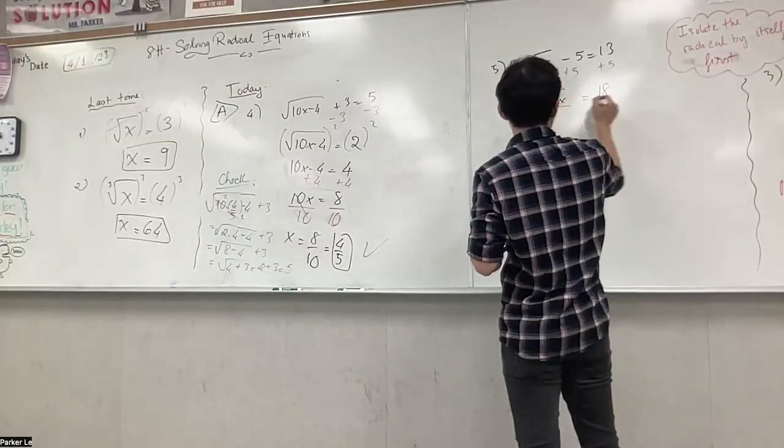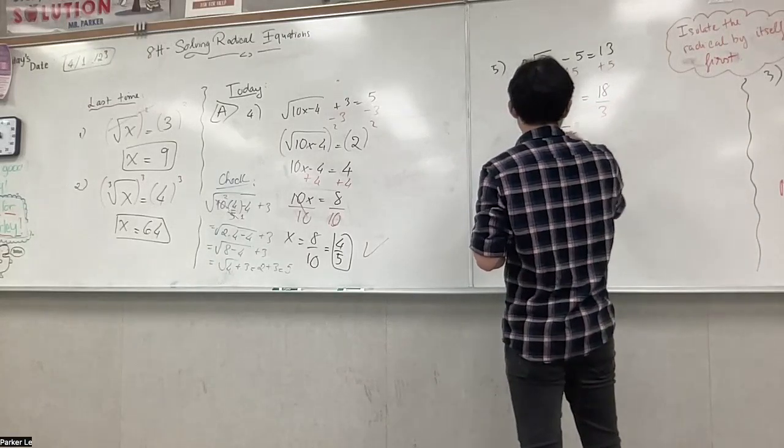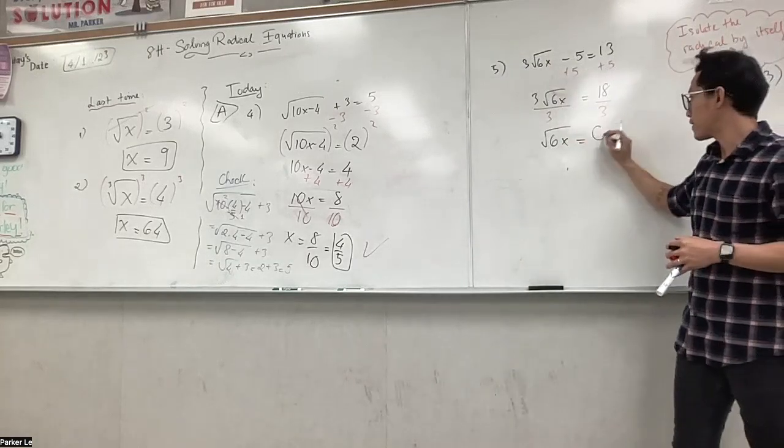Remember, we only need the radical on one side. Everything needs to go out to the other side. 3 and 3 are gone. 6x equal. What is 18 divided by 3? 6. Very good. No calculator.